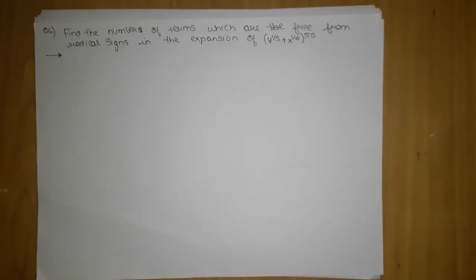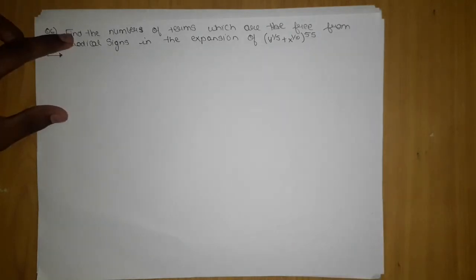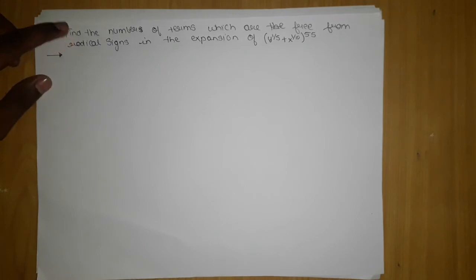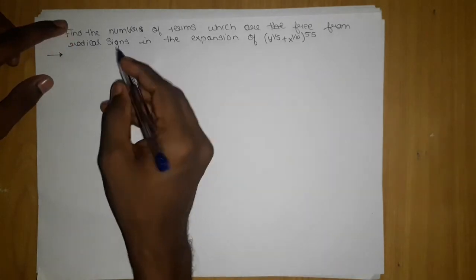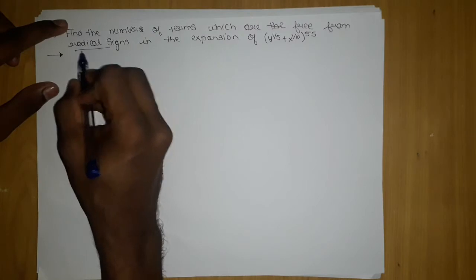Find the number of terms which are free from radical signs in the expansion of (y^(1/5) + x^(1/10))^55. Now this is a binomial, and here what we have to target is to get rid of the radical signs. What does radical sign mean?